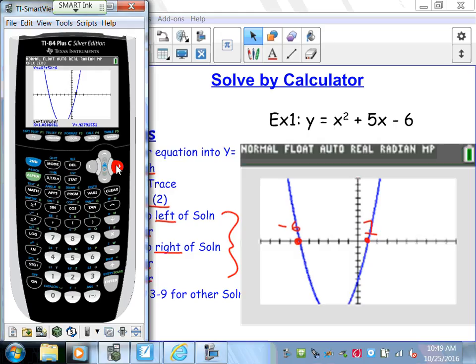Right? And it's kind of like a video game code, right? So you go left, enter, right, right, enter, enter. The answer is 1. So what does that tell you about this graph? Left, enter, right, right, enter, enter. Right? Did you get 1? Move it up. Use your left and right arrows, not your up and down arrows.